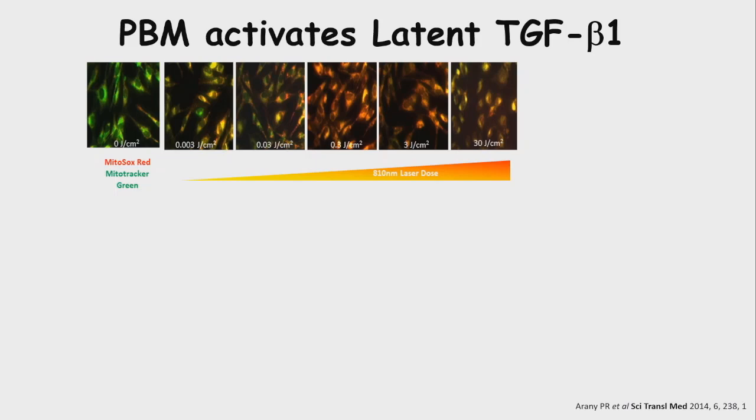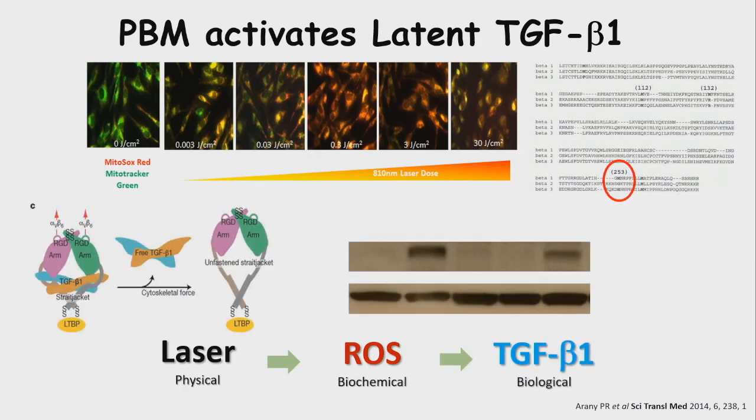So to show you some of the evidence from our lab, we started with some very simple experiments where we are taking, in this particular case, odontoblasts, and we are doing 8-10 nanometer photoillumination at different doses. And as you can see, you can induce reactive oxygen species in a controlled manner, as detected by MitoSOX Red in this particular case. And we are tracking mitochondria with MitoTracker Green. So this basically was the first step in our mechanism where we are able to convert photonic physical energy into a biochemical species.